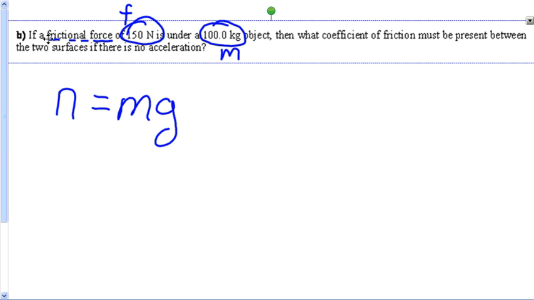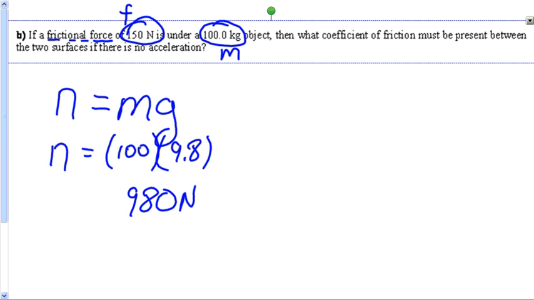So look at what I'm going to do. N equals m, which is 100, times g, which is 9.8. Don't get out a calculator. That's 980 newtons. So now I found what N is equal to. But the problem, let's see, look at what it asks.